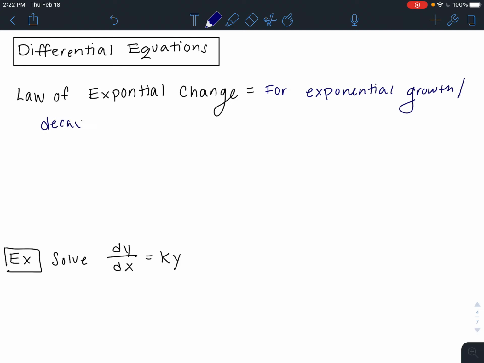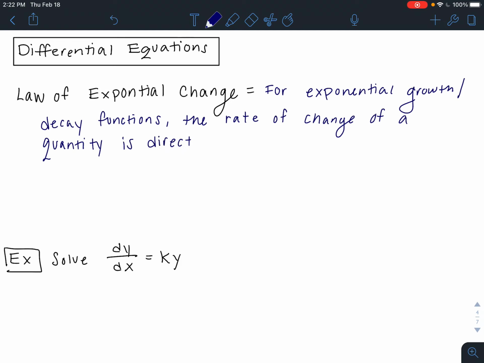functions, or things that can be modeled by this sort of relationship, we say that the rate of change of a quantity, whatever is being measured, looks like dQ, notice Q, quantity, is directly proportional to the quantity itself. So let's talk about what some of that math vocabulary means.